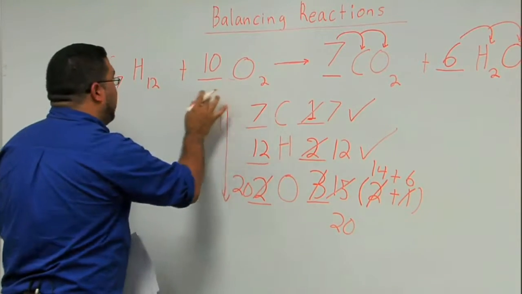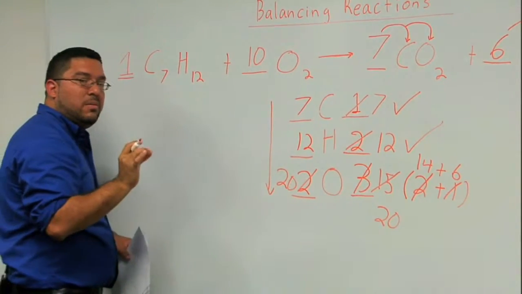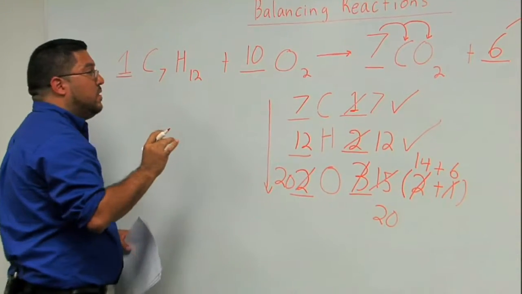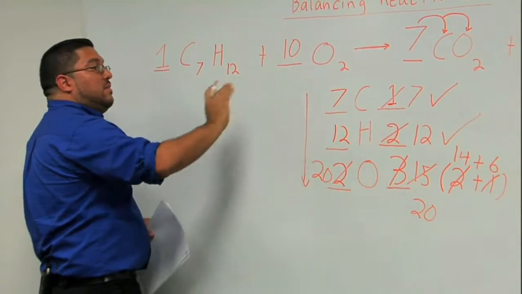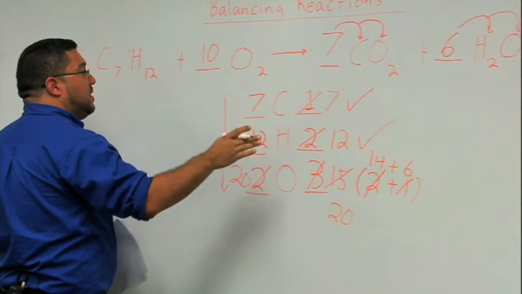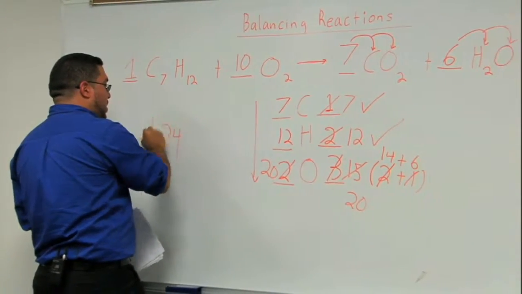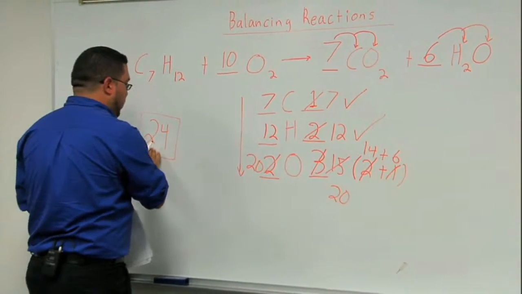Again, if you ever have any blank spaces, you always want to make sure to add a 1, just in case the question asks you for the sum of all the coefficients. You want to make sure you add a 1, because if not, you would get 10 plus 7, 17, 23, but that's not the correct answer. The correct answer would actually be 24. This would be the sum of all the coefficients.